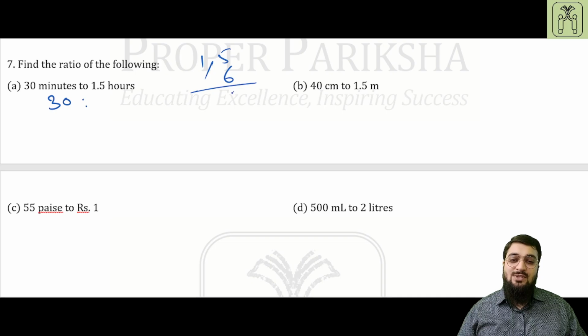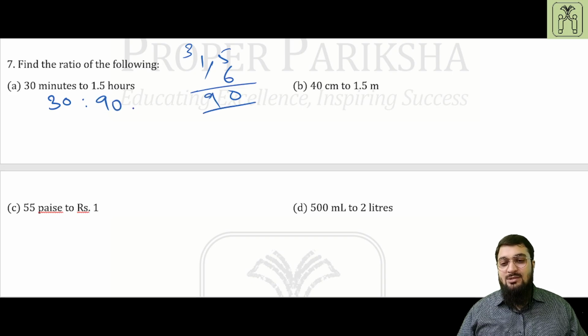Then 6 5s are 30. That will be 3. 6 1s are 6. And then 3, that is 9. So that will be 90 minutes. Minutes will get cancelled out. 0 0 will get cancelled out. The answer will be 1 is to 3.